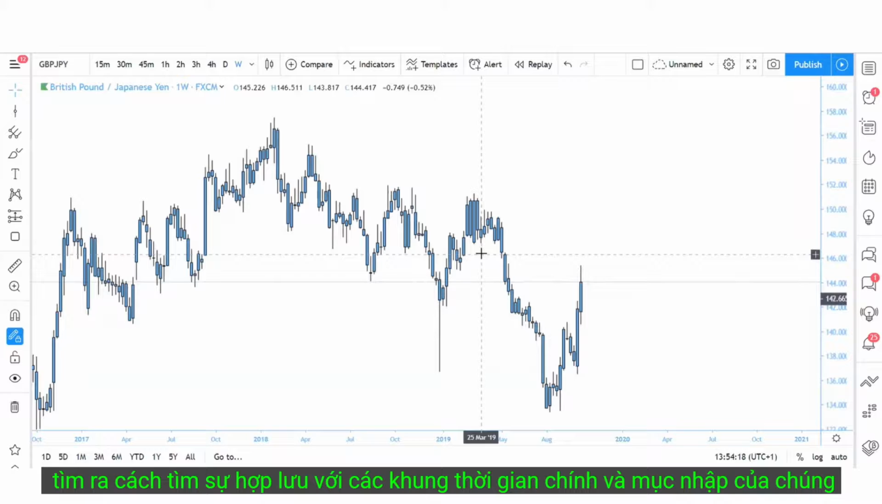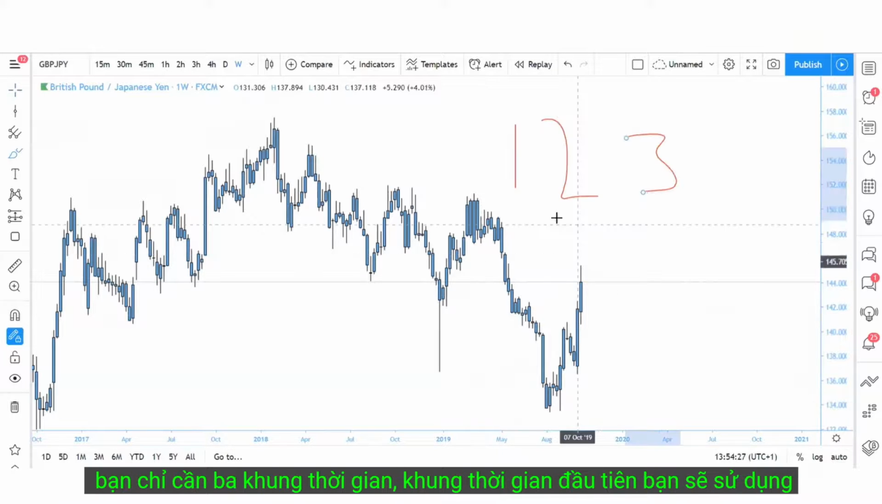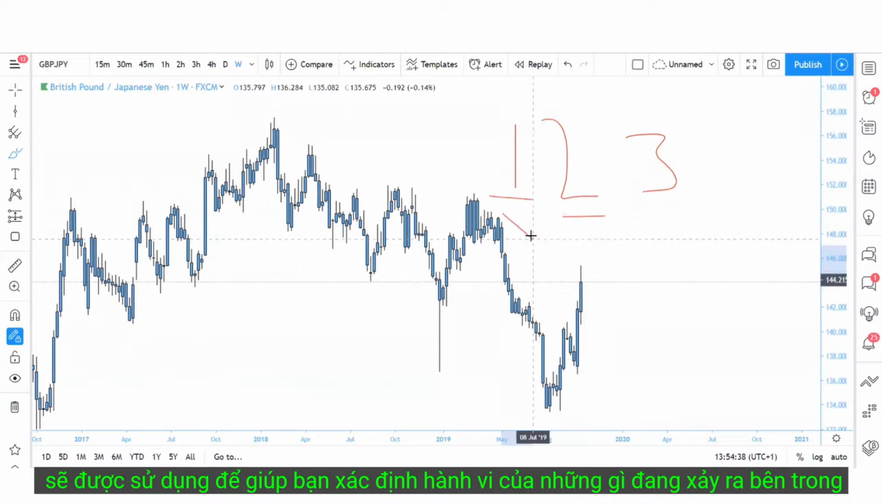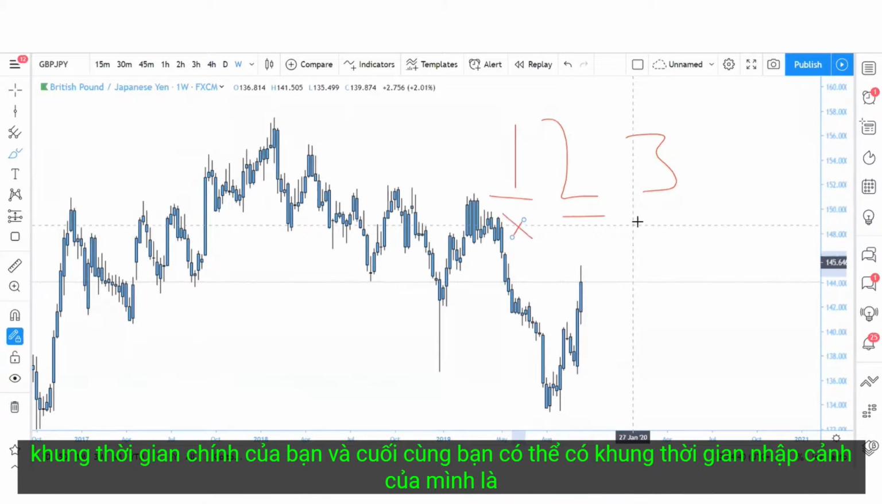Now, one tip that I'm going to give you as we move on in this lesson is that you only need 3 time frames. Your first time frame you're going to use as your key time frame to identify structure. Your second time frame is going to be used to help you identify the behavior of what is happening within your key time frame. And finally, you're going to have your entry time frame, which is going to give you confluence with your behavioral time frame.